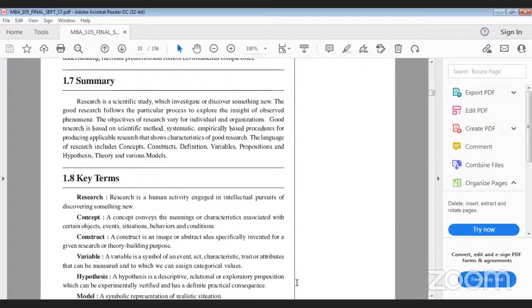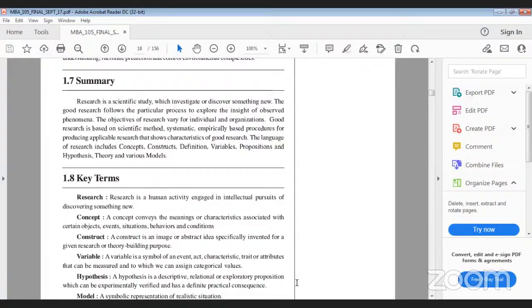In this research, the main term is what is meant by research. Research is a human activity engaging in individual pursuits of discovering something new. Second, concept: a concept conveys the meaning of characteristics associated with certain objects, events, situations, behaviors, and conditions. Third is construct. A construct is an image or abstract idea specially invented for a given research or theory-building purpose.